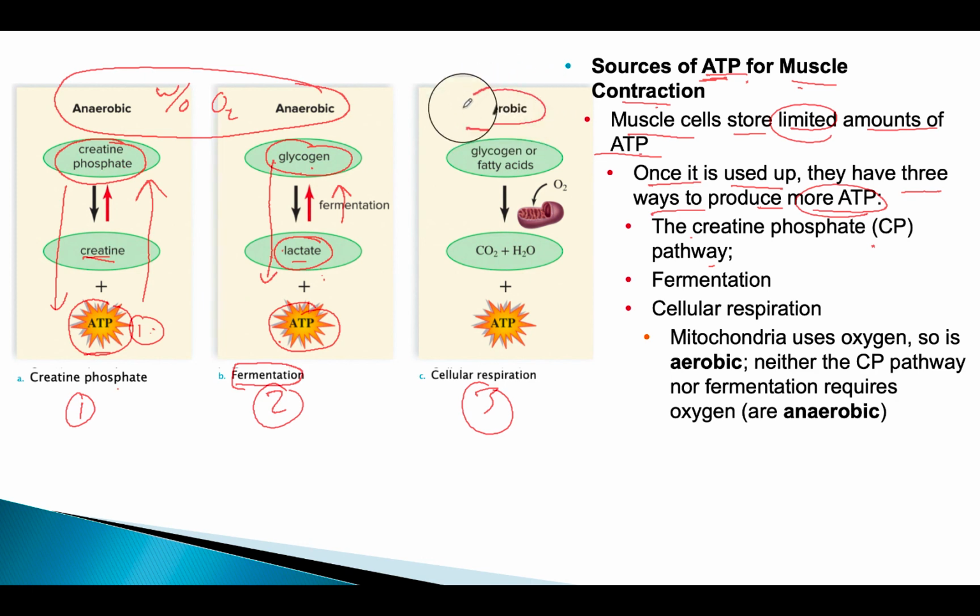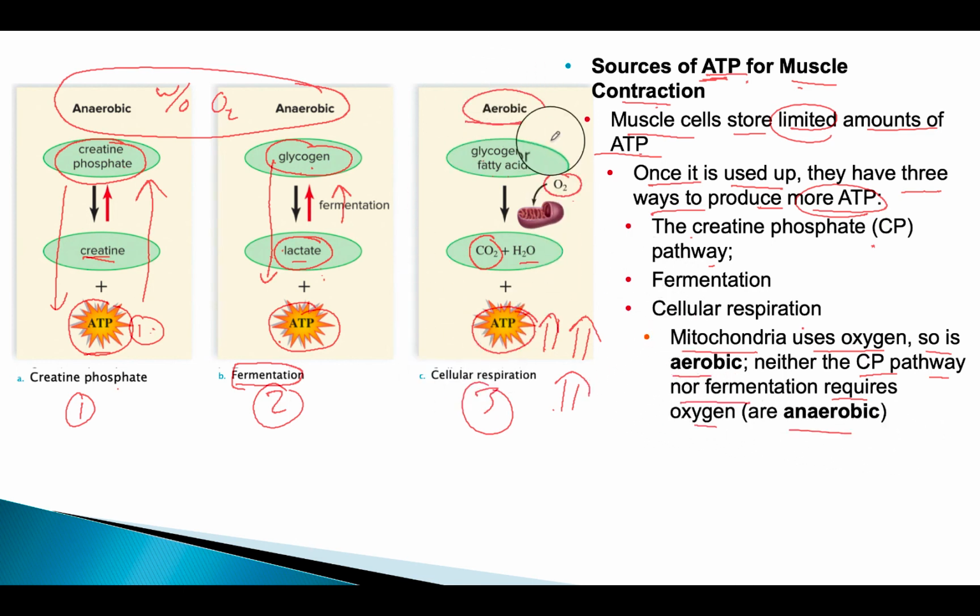Finally, the last one is aerobic, meaning it contains oxygen. In the presence of oxygen, glycogen or fatty acids are broken down into carbon dioxide, water, as well as ATP. This cellular respiration creates the most ATP out of the 3. The mitochondria uses oxygen, so it is aerobic. Neither the creatine phosphate pathway nor fermentation requires oxygen, so these are known as anaerobic.